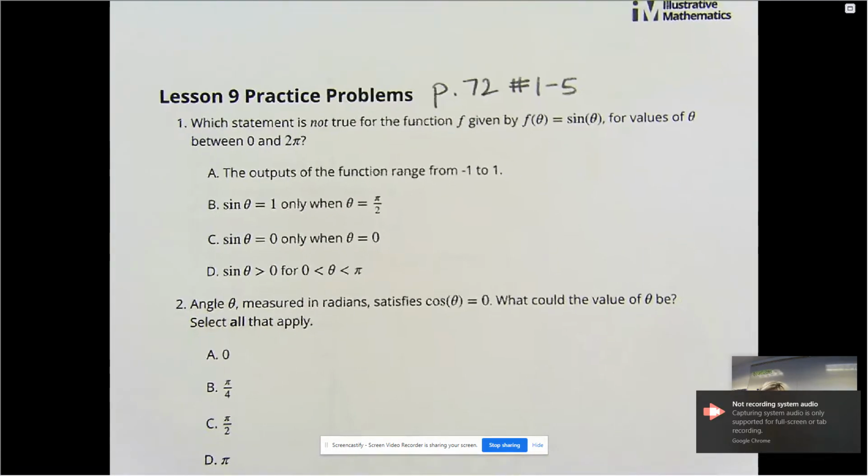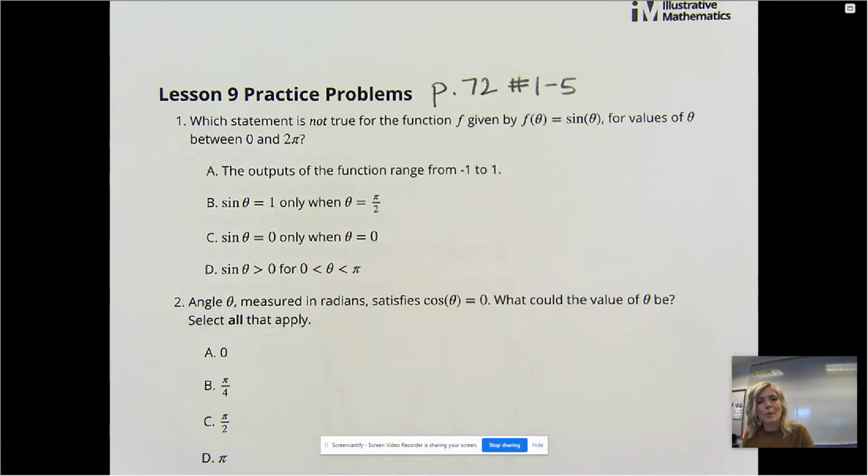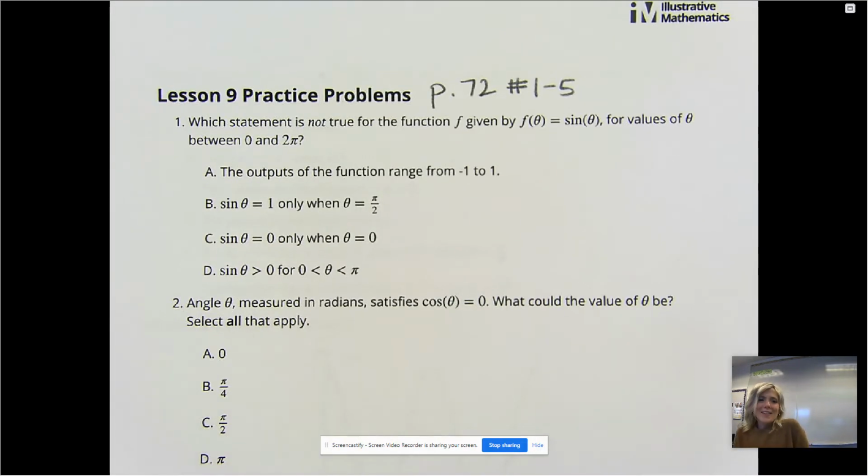Hey, Miss Smart here with tonight's assignment, page 72, numbers 1 through 5 from Unit 6, Lesson 9.